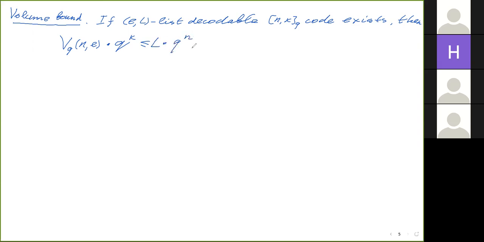Recall that the normal volume bound, not for list decoding, is this inequality without multiplying by L. So multiplying by L makes this inequality weaker, and for L equal to 1 it is just the normal volume bound. So this is just the generalization of the normal volume bound for list decoding. And the proof is the following one.